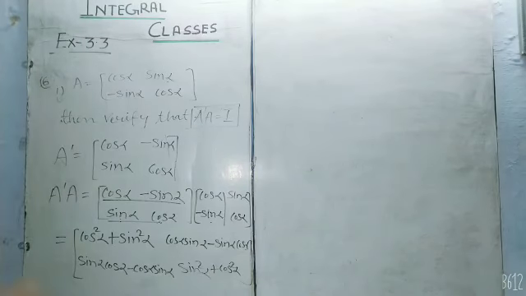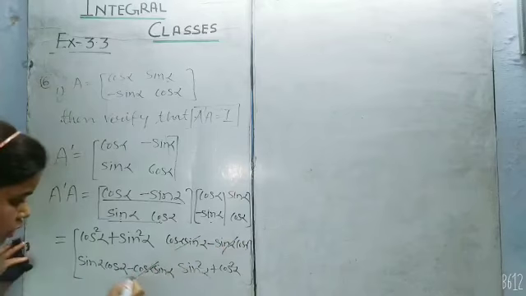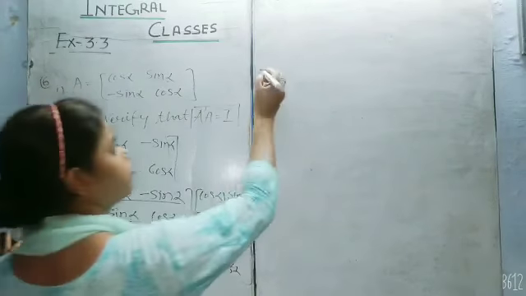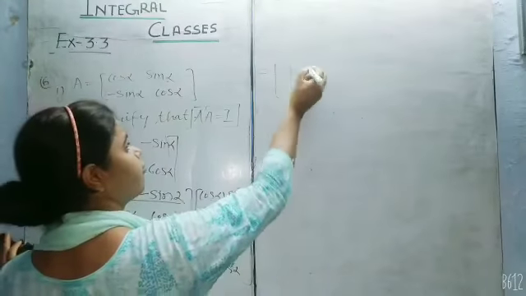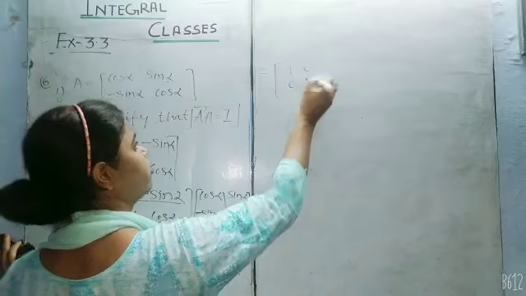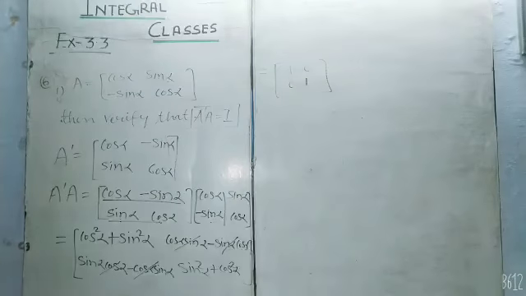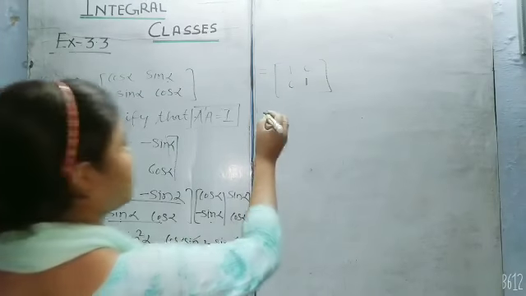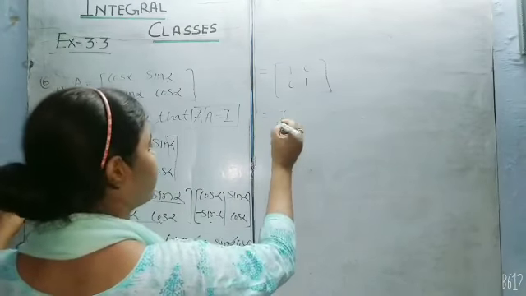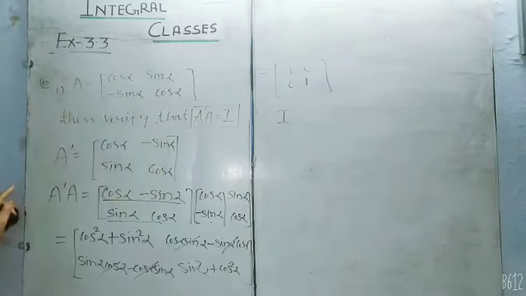Now student, we know from the trigonometric identity that cos square alpha plus sin square alpha is 1. It is also 1 here, and the other terms cancel each other. So now we get 1 0 0 1, which is what? It is the identity matrix I. Okay, got it? I think this solution is clear.